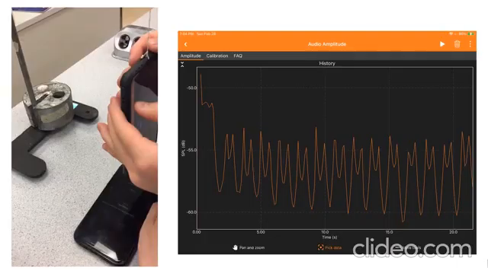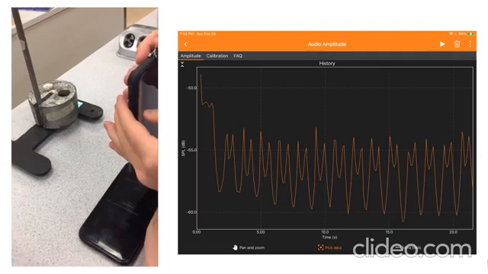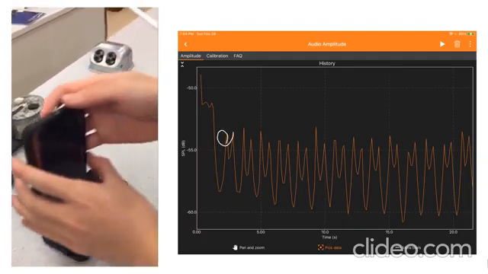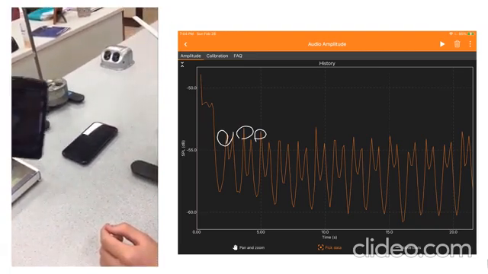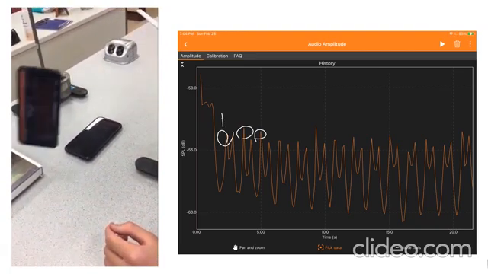For this experiment, a phone was attached to the pendulum, and then it was allowed to oscillate over an audio amplitude generated from Fox. Now, each time it passed the audio amplitude generator, it hit one of these peaks. And then the period of the pendulum would be equal to the distance between the 2 peaks.